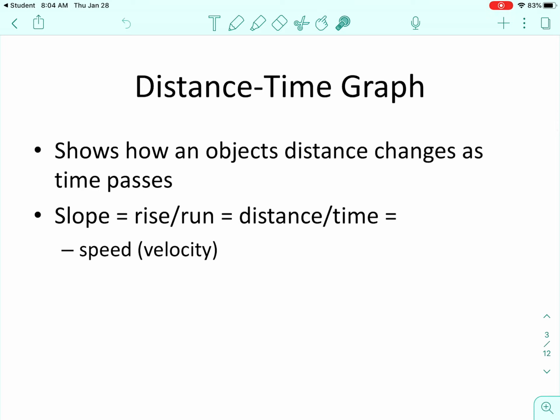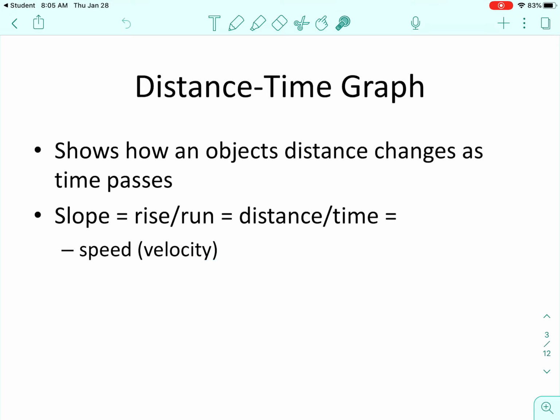So distance time graphs show how the distance is changing as time passes. Slope is rise over run, and that's going to give us distance divided by time. And we know that that is the same formula for speed. So speed uses distance divided by time, and velocity uses displacement divided by time.